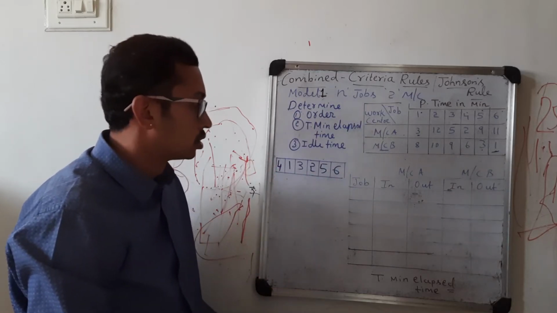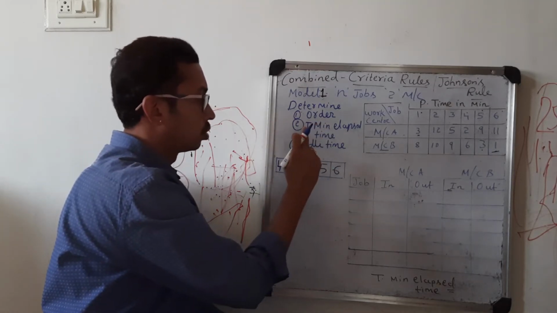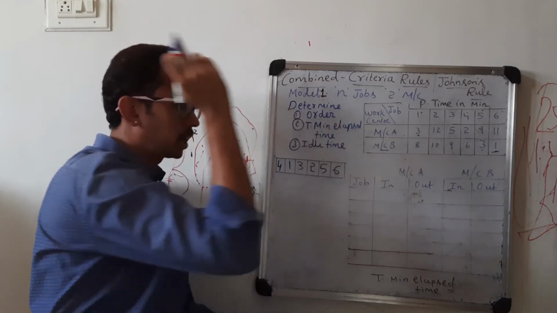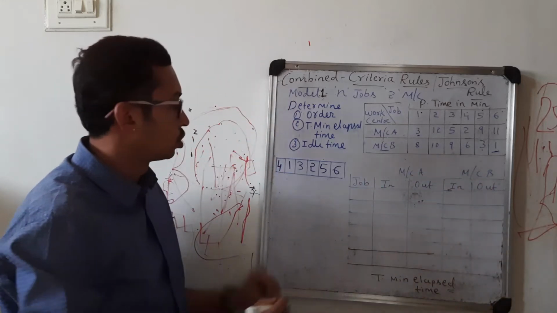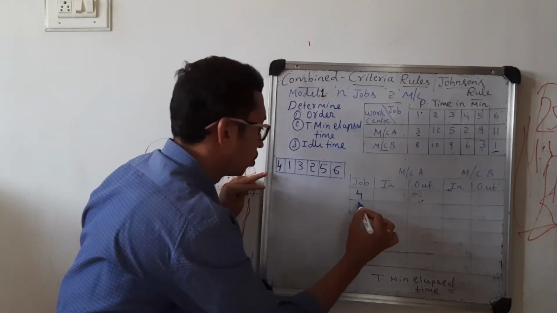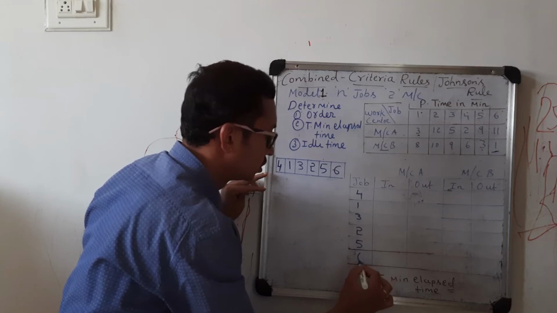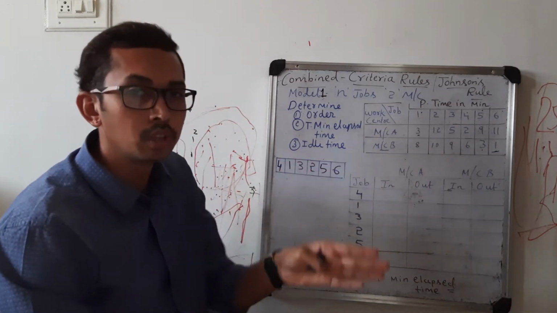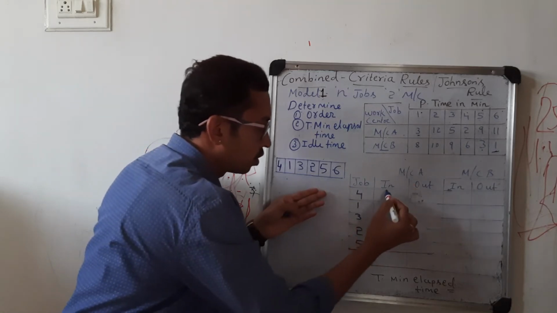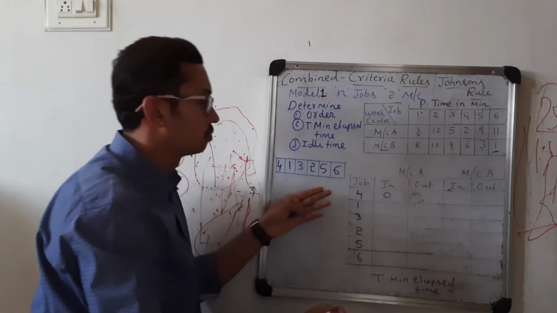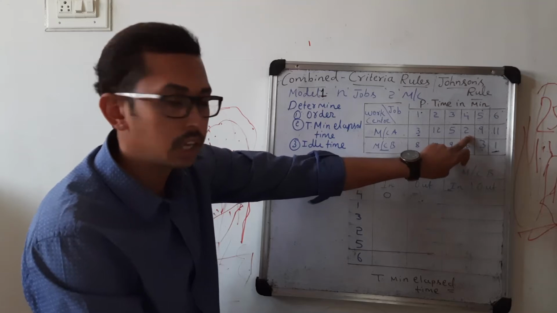Now the order is over. The next problem is to find the total minimum elapsed time. For that we need to construct a table. What is the sequence? We write the sequence 4, 1, 3, 2, 5, 6. In this sequence we are going to do the processing of the jobs. For job 4, what is the in time for machine A? It will be 0. And what is the processing time in machine A? It is 2.